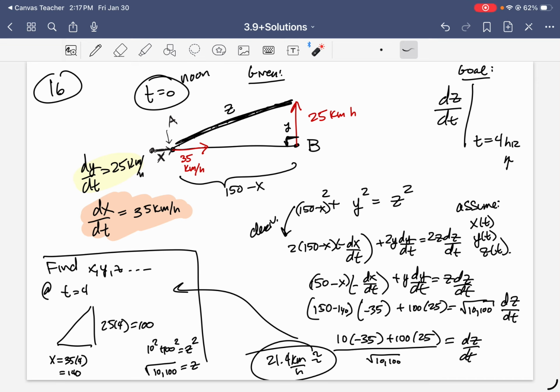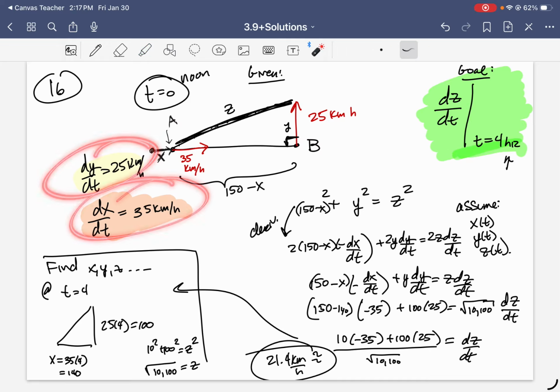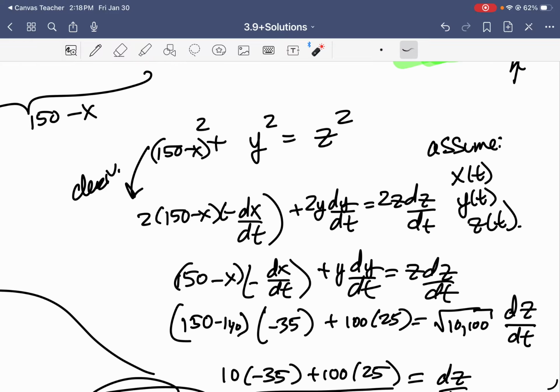So if I look at this triangle, I've got 150 squared plus y squared equals z squared. That's going to relate our dy dt, dx dt, and dz dt. Again, this is what I'm wanting to know. How fast is the distance between them changing after 4 hours? So they give me this and they give me this. So when I take my derivative, the derivative of this is 2z, then chain rule gives me dz dt.